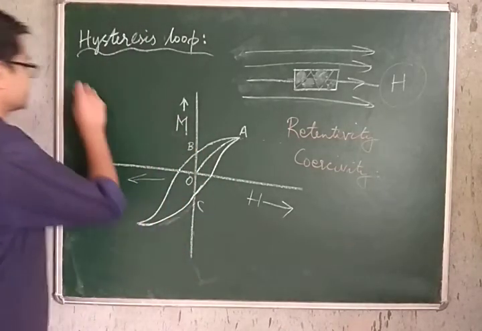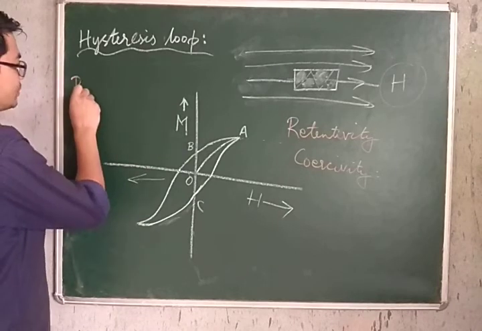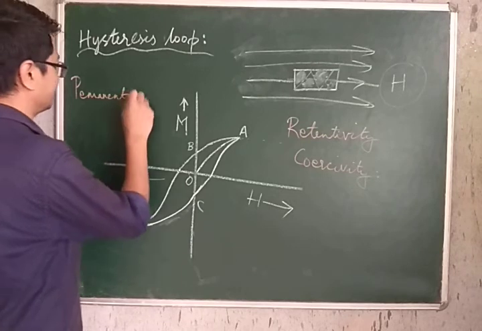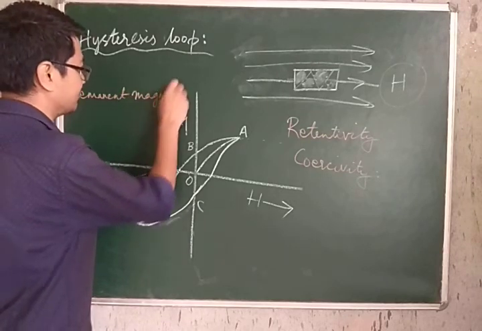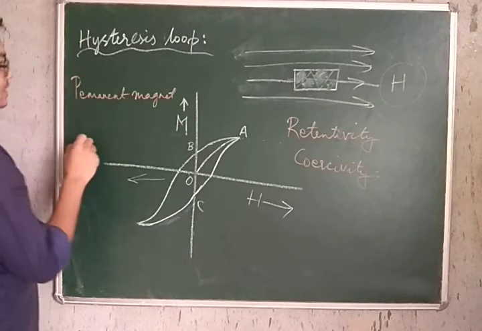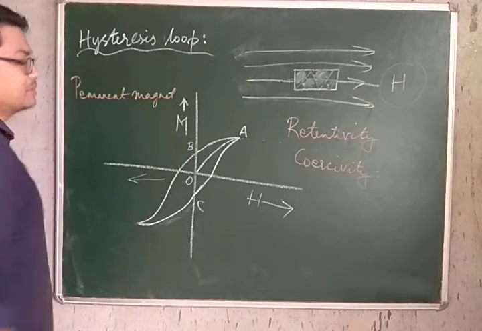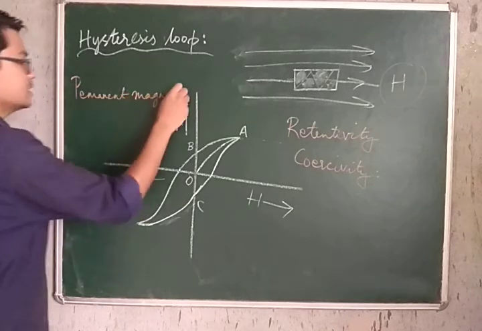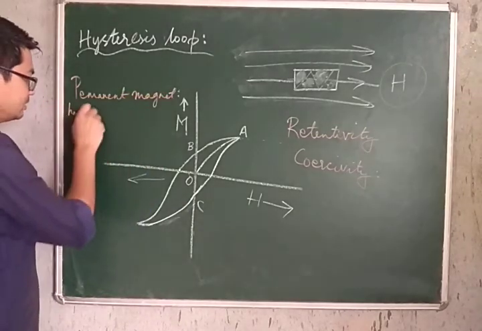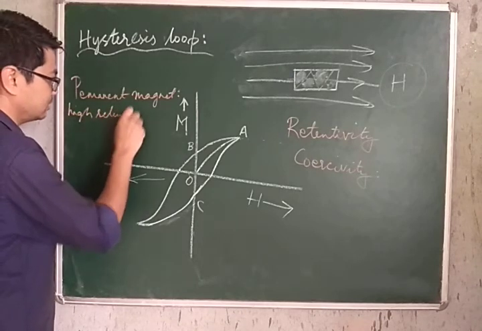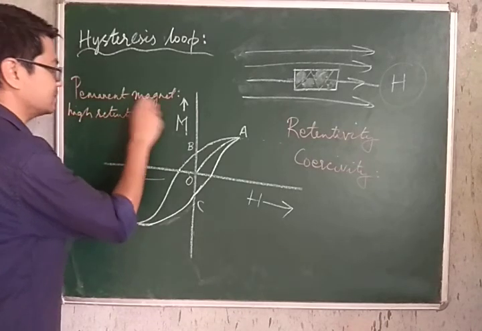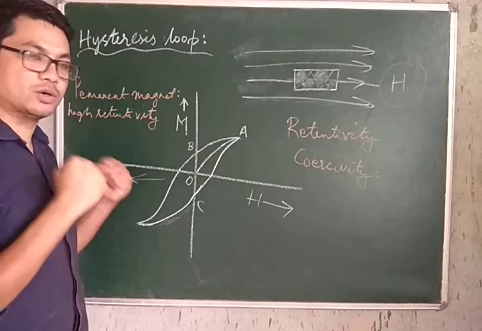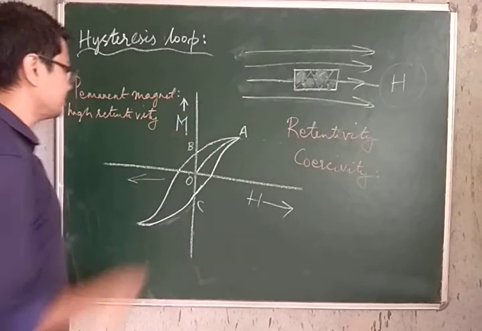By the way, you will be asked questions like, what kind of a substance do we need to make a permanent magnet? For a permanent magnet, the kind of substance you need should have high retentivity. Permanent magnets should have high retentivity, of course, it should be able to hold on to its magnetic behavior for a long time.